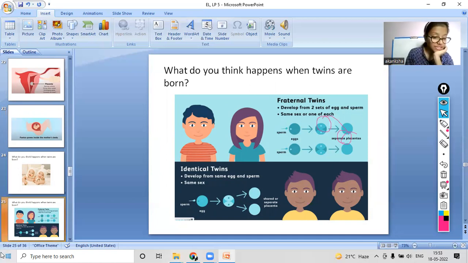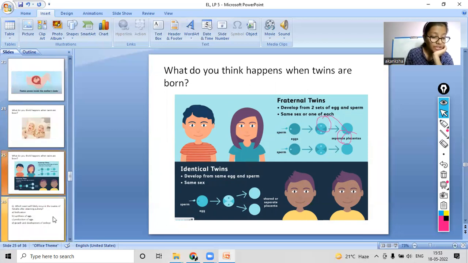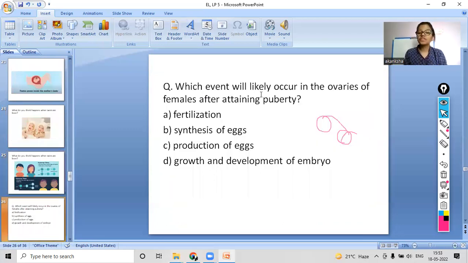Okay, so now we will move on ahead. Now there is a question: which event will likely occur in the ovaries of the female after attaining puberty? For this question, you have to write your answers in the chat box. I will not tell you the answer because we just discussed it right now. I want to see how much you understood, and if not, then please ask your doubts in the chat.